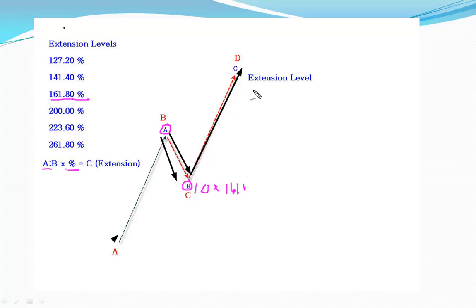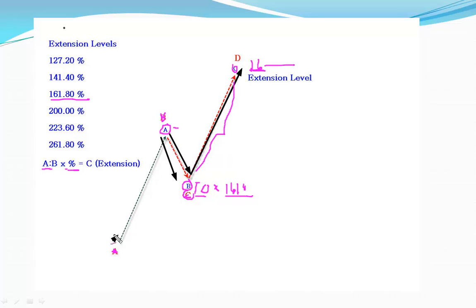1618, you would look at roughly 16 points up on this move from C to D. All right? Or C, I'm sorry. Let's get rid of this. Here, here, here. So A to B is 10 points times 1618, which is 16 points. That would be considered an extension.